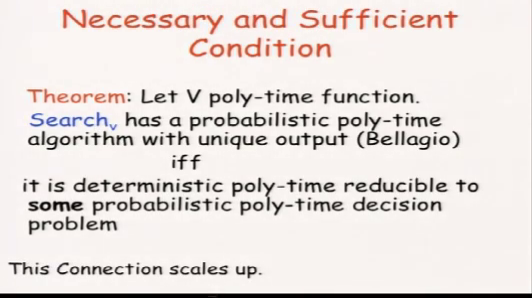I insisted on polynomial time, we're interested in polynomial time algorithms, but you can think that if you have a sub-exponential algorithm and it's randomized, gives lots of solutions, you still may be interested in a sub-exponential algorithm that gives you a unique solution, and this connection is still going to be true. Just changing polynomial time to whatever time limit you're willing to allow your search algorithm and your decision algorithm.